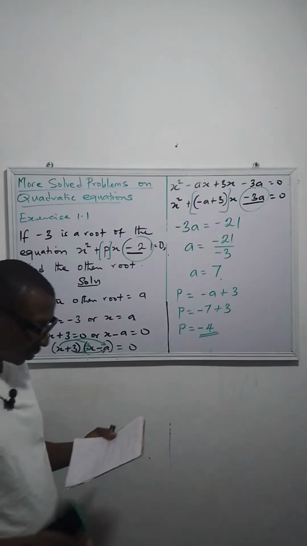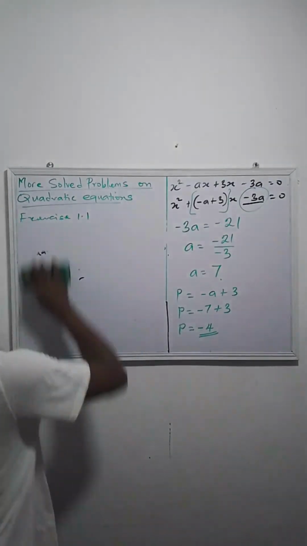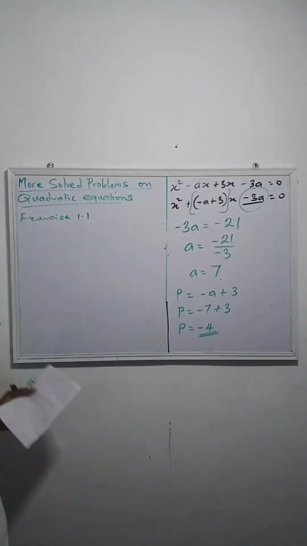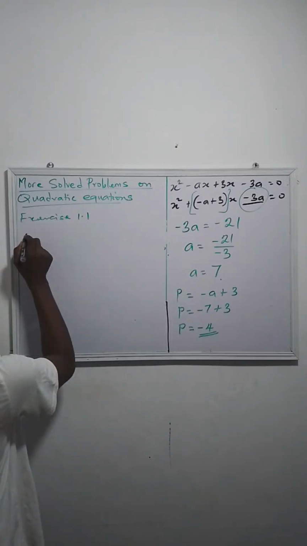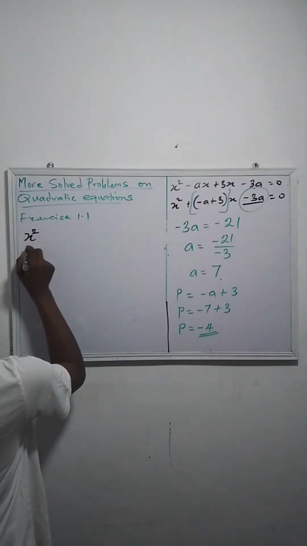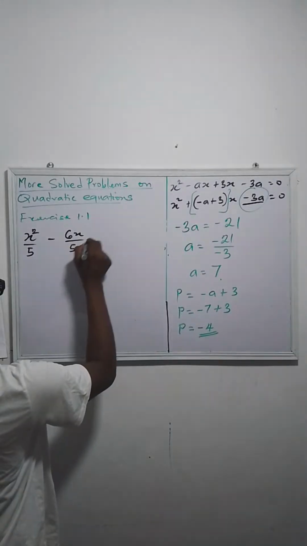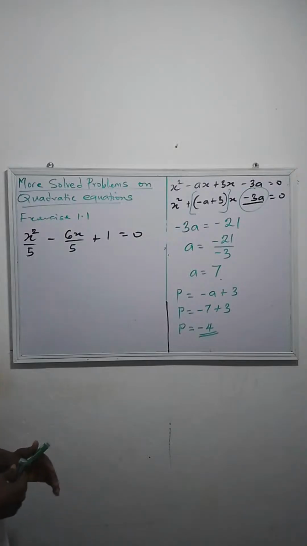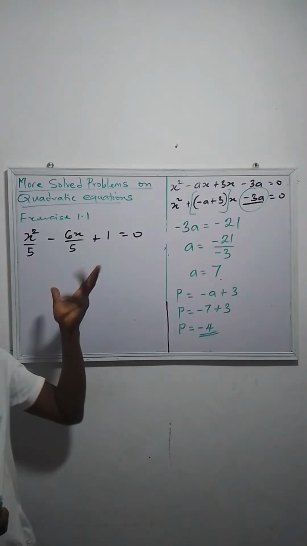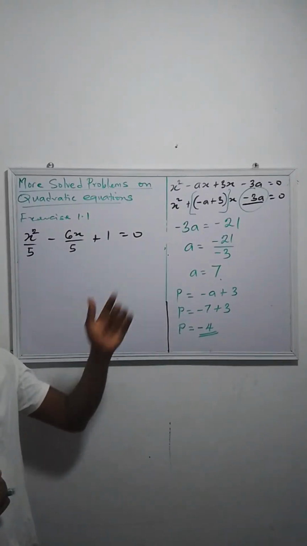So let's look at this question. x squared over 5 minus 6x over 5 plus 1 equals 0. Okay, now I've solved this type of problem in the last video I made. So let us see how you're expected to solve this type of problem. Now look at this quadratic equation with fractions.